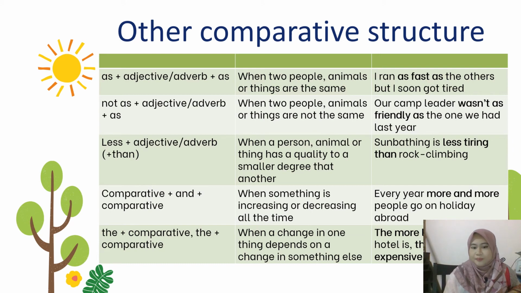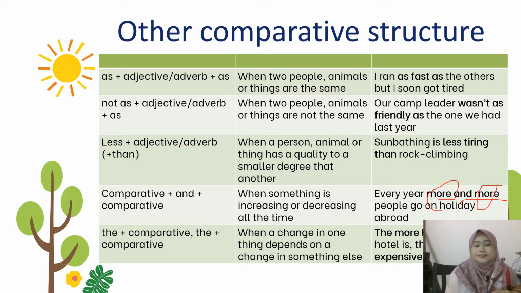Next form is comparative plus and plus comparative. So we use them when something is increasing or decreasing all the time, sepanjang masa. For example, every year more and more people go on a holiday abroad. So setiap tahun semakin ramai orang pergi melancong ke luar negara. So that is how you use comparative. So comparative here is more and more. Alright.